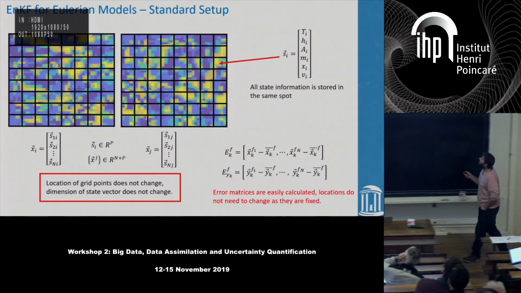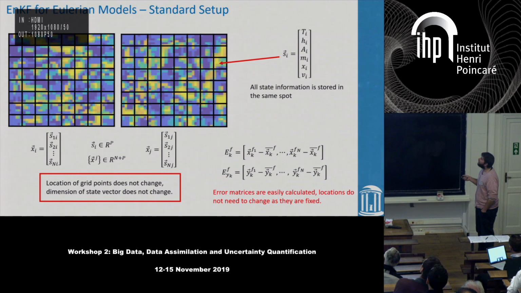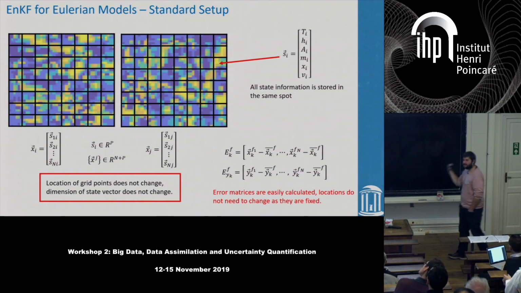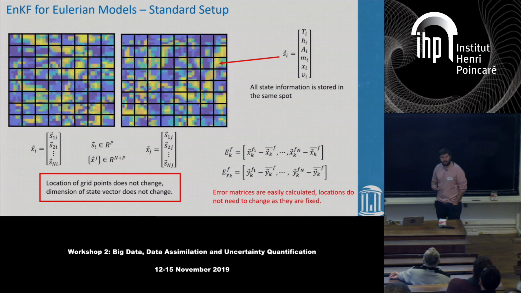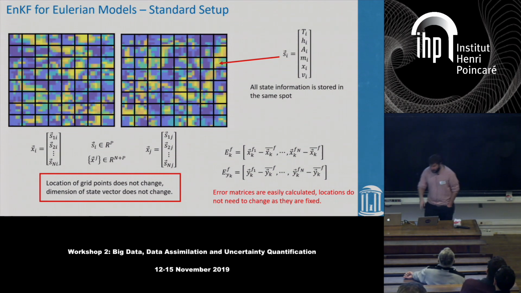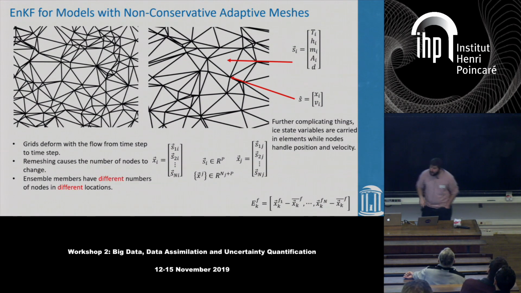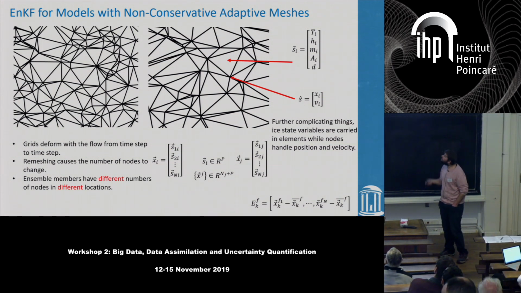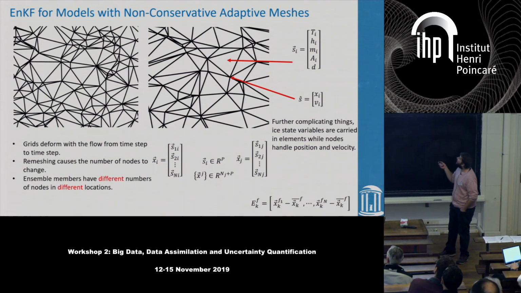You have the same number of grid points or nodes. The dimension of your state vectors for, say, two ensemble members, maybe the ith ensemble member and the jth ensemble member, are the same. All the information is stored in the exact same spot. It's a very straightforward calculation to get your Kalman gain. If you have an adaptive mesh, even if it's conservative, things are not in the same location, but you can further complicate things by having different numbers of nodes.